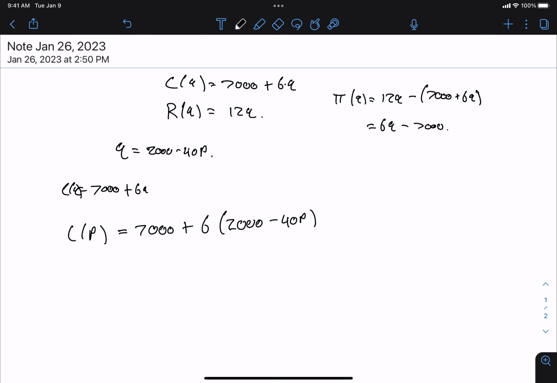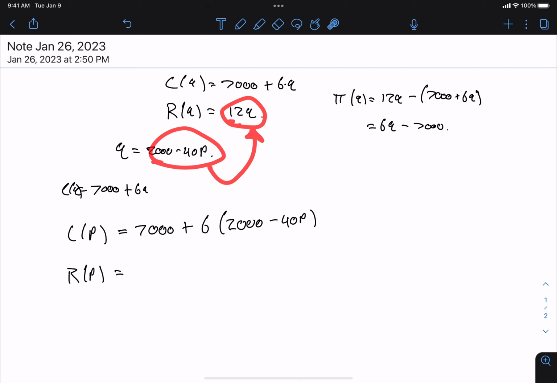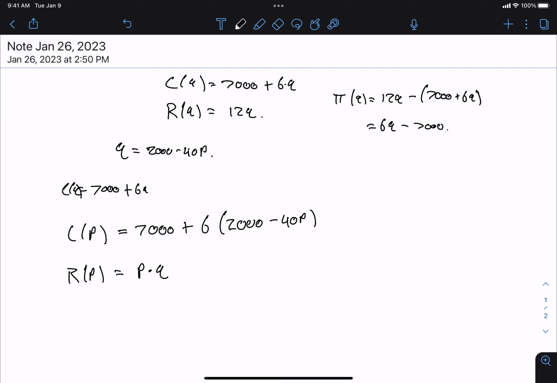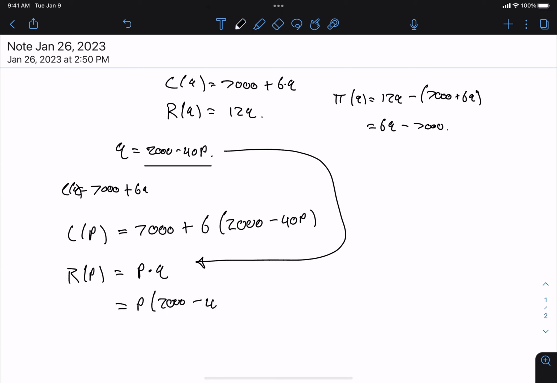Now the thing that has been tripping people up a lot is the revenue one. If I want to find the revenue given the price, you think, well, I'm just going to put in 2,000 minus 40P for Q in 12Q. But what you have to remember is that that revenue function was assuming that we set the price to be $12. And now we're saying the price is just a variable P. It could be changing, okay? So we have to go back to the original formula for the revenue function. The original formula for the revenue function is that the revenue we make is going to be equal to the price we charge times the number of units we sell, okay? And now we're going to input our 2,000 minus 40P demand function in here, and we'll get P times 2,000 minus 40P.